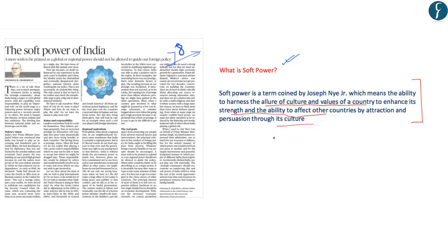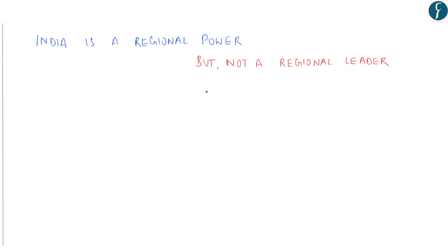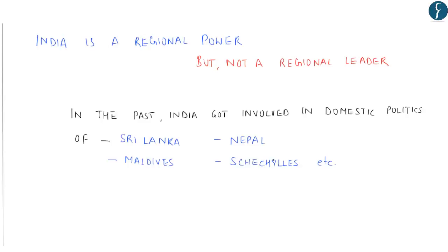In this article, the Indian strategic community has envisioned India being a global power and a net security provider to others. However, according to the author, India needs to reconsider what role it intends for itself in international politics based on realistic perceptions rather than on mere rhetoric. According to the author, India is a regional power but not a regional leader. In the past, India has got into the domestic politics of Sri Lanka, Maldives, Seychelles, and others. However, these involvements positioned India as a regional power, but results from involvement did not alter India's global power image significantly.